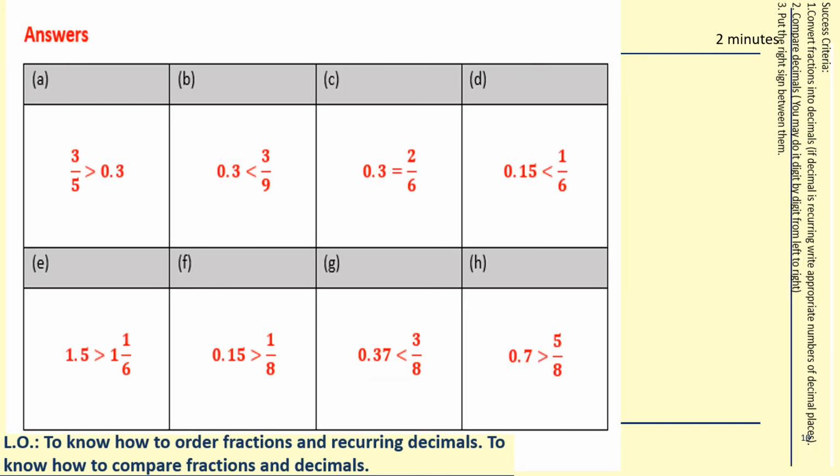And now you can see the answers on the screen. Mark your own work with a green pen if you have one. Then write on the side how many of them you've done and how many out of them are right. So if you've got 8 out of 8, well done. You know how to compare fractions and decimals.